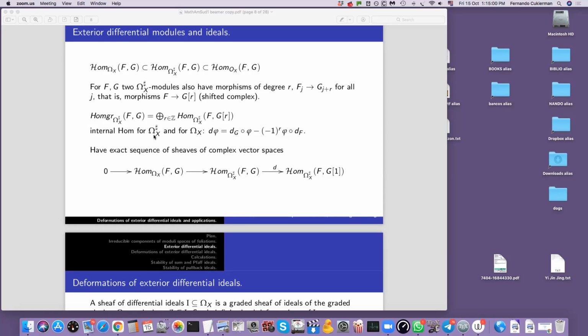So if we have a morphism, we can calculate its D, which is defined like this. So this in turn is a complex. And it turns out that if we look at the D from this into this, as I just defined here, the kernel is just the morphisms that respect the D. These are what we call Hom sub omega of F, G.